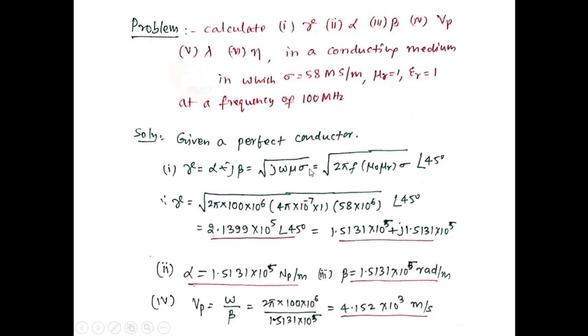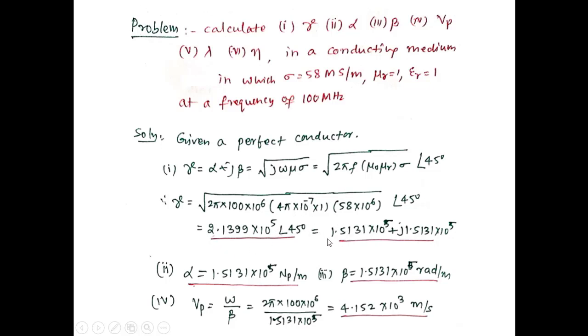We'll get here sigma is not equal to 0. Therefore, gamma is equal to under root of 2 pi f, f is 100 megahertz, 100 into 10 raised to 6, into bracket mu naught is 4 pi into 10 raised to minus 7 and mu r is equal to 1, and sigma is equal to 58 into 10 raised to 6, angle is 45 degree. Simplify, you get 2.1399 into 10 raised to 5 angle is 45 degree.